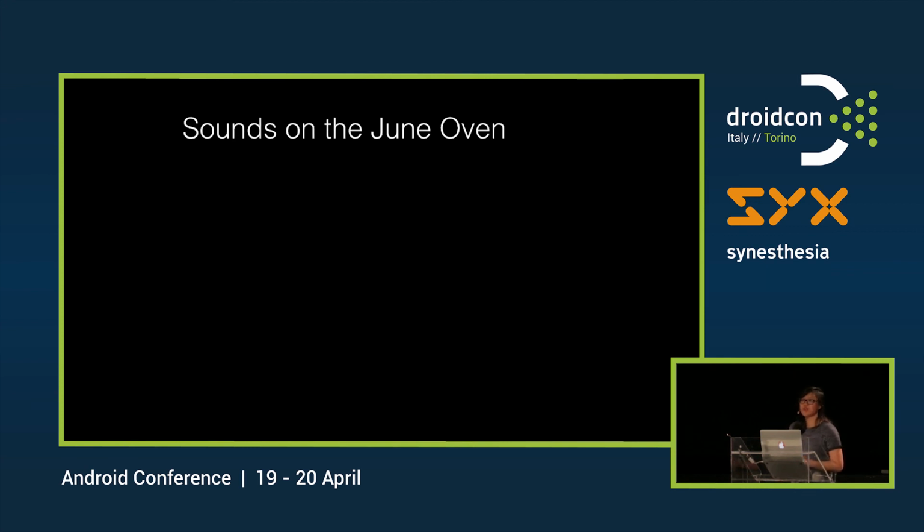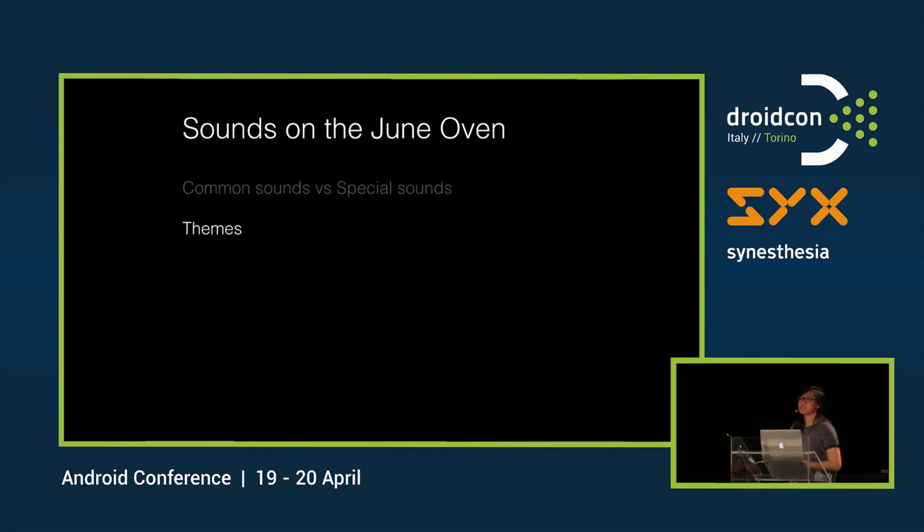So for sounds on the June oven, which is why I started looking into audio in the first place, we had common sounds versus special sounds. Common sounds would be something like tapping sounds or clicking sounds or back button sounds. Special sounds would be stuff like when your food is done cooking, that doesn't play very often, or your oven is done preheating, that also doesn't play very often. So those are special sounds.